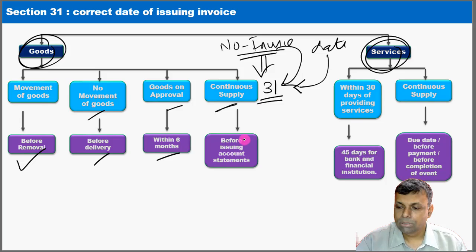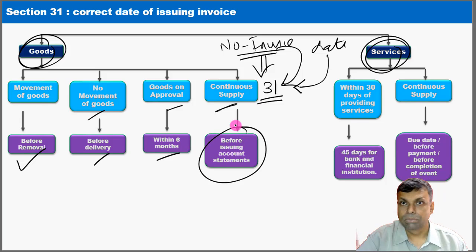In relation to the continuous supply, before issuing the accounting statement, this is one of the very, very important points. And in my regular class, friends, I have done quite a good number of questions on this particular front. You better revise them all very clearly.